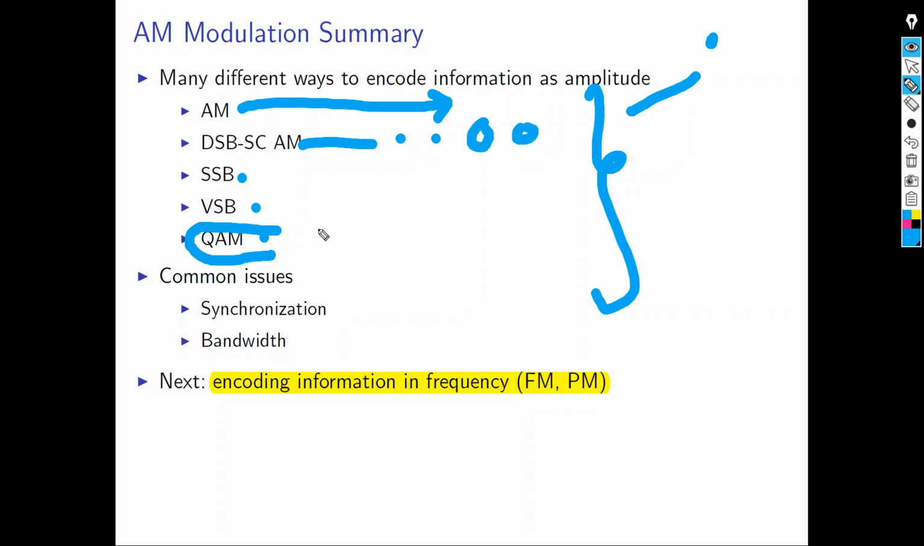The common issues that we noticed for all these modulation schemes are, first, synchronization, and second, the bandwidth. We try to make the bandwidth more spectrally efficient.